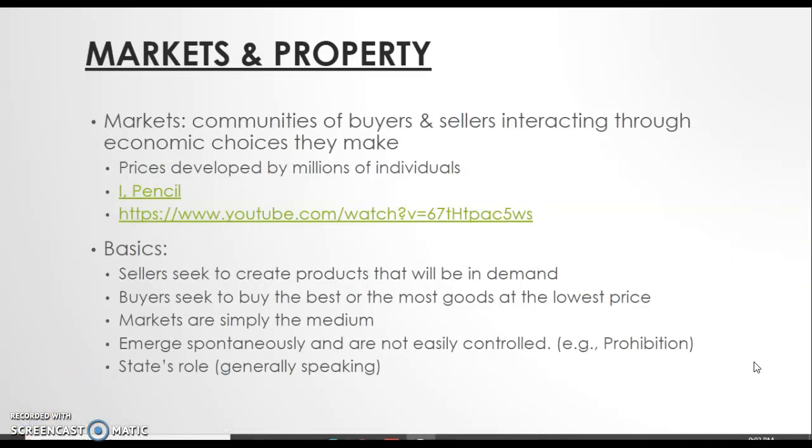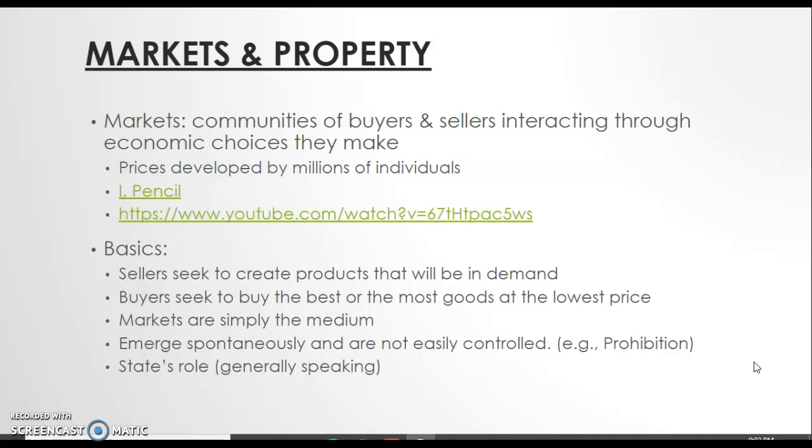Okay, so I'm going to close this video by looking at markets and property in a little more detail. We've already heard those words, but I'm just going to elaborate on them a bit here. And notice what it says about markets. Communities of buyers and sellers interacting through economic choices they make. So this is choices of both, right?